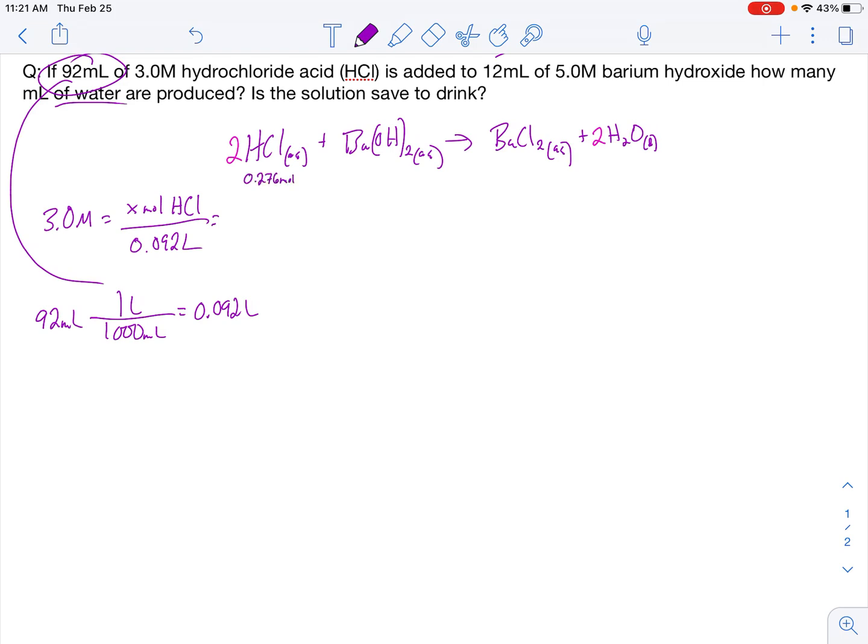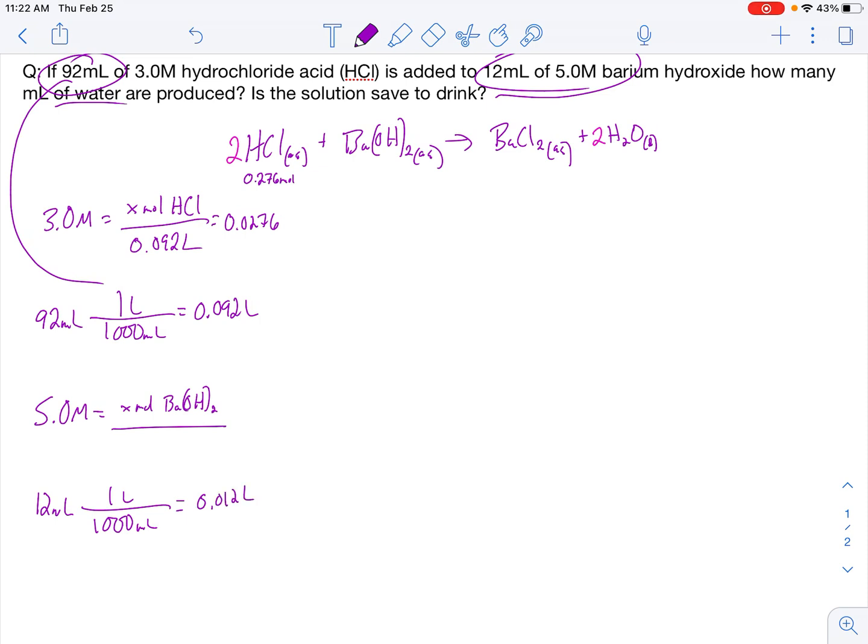I'm going to put that information right there. Well, I could also put it right here too. We have to do the same thing for this barium hydroxide. So we're going to have our 5.0 molar concentration. I'm looking for moles of barium hydroxide. And we do have to do the conversion between milliliters and liters. All right, that formula comes out to be 0.060 liters. Nope, not liters, moles.